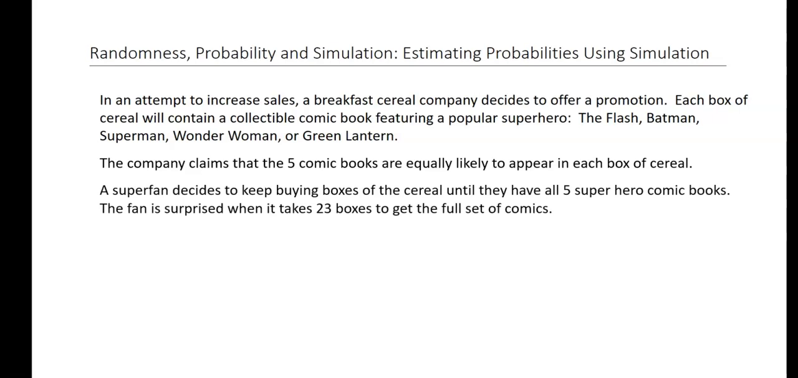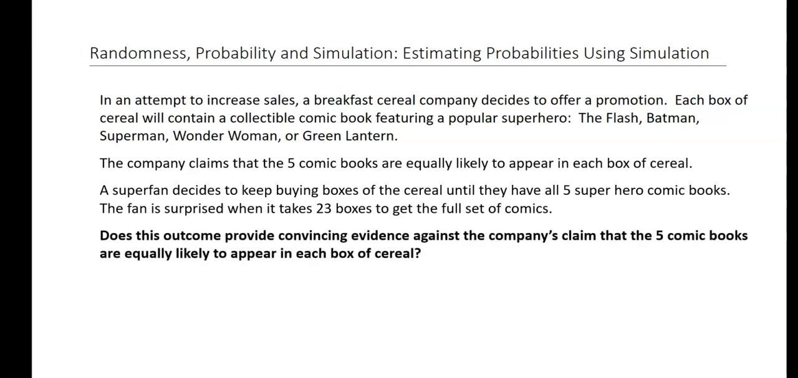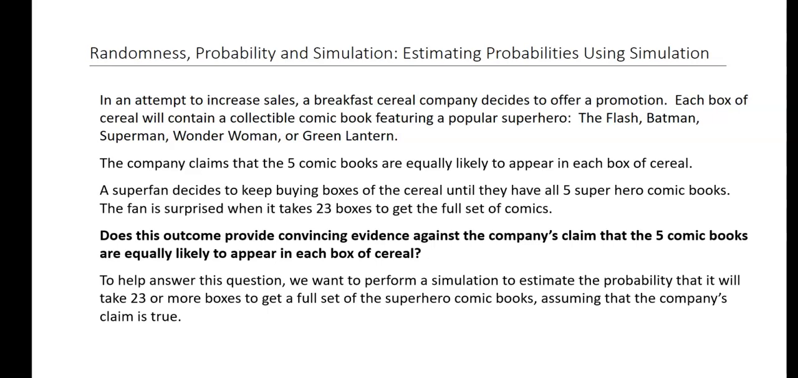A super fan decides to keep buying boxes of cereal until they have all 5 superhero comic books. The fan is surprised when it takes 23 boxes to get the full set. It's awful. Does this outcome provide convincing evidence against the company's claim that the 5 comic books are equally likely to appear? Maybe they just shortchanged one of them by accident or on purpose. I don't know. To help answer this question, we want to perform a simulation to estimate how common that is, right? Assuming the claim is true.